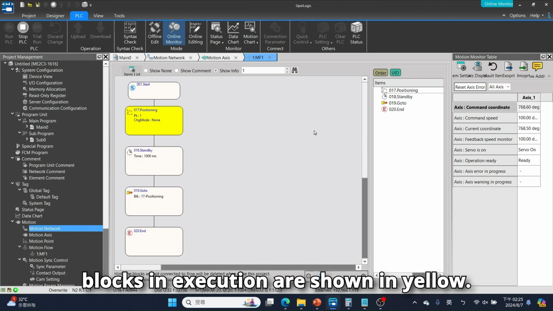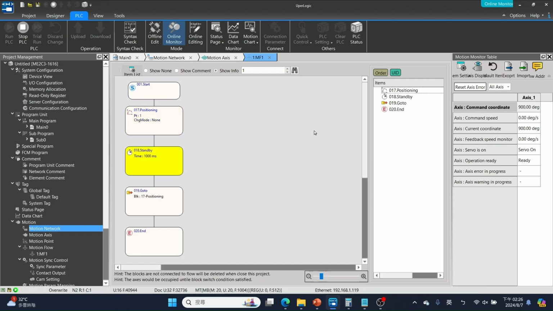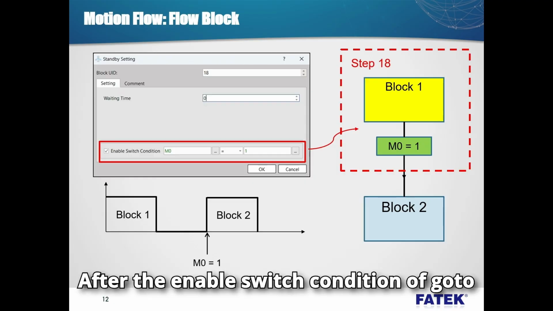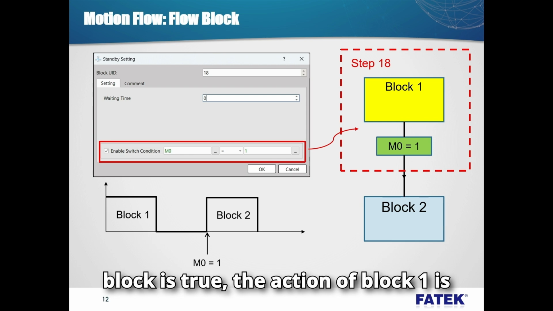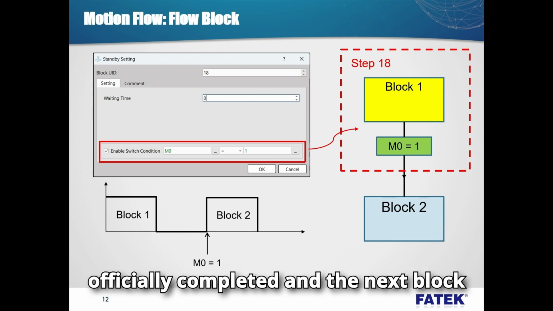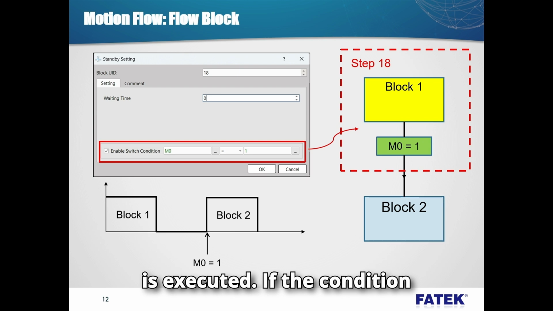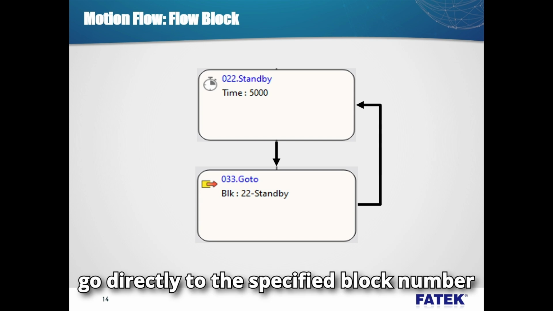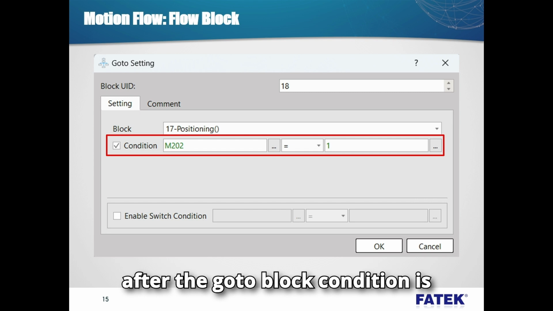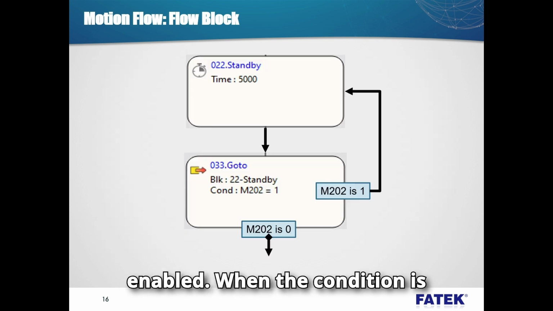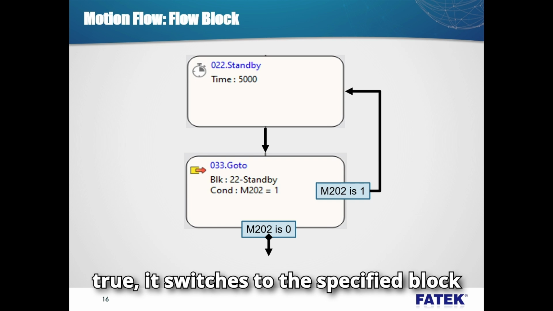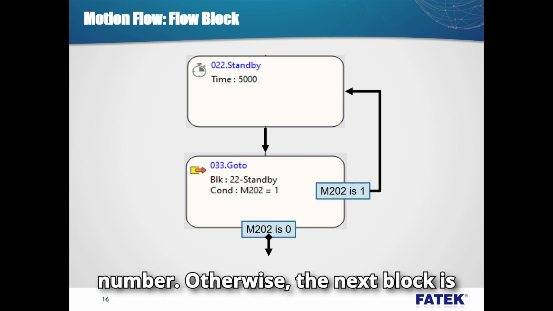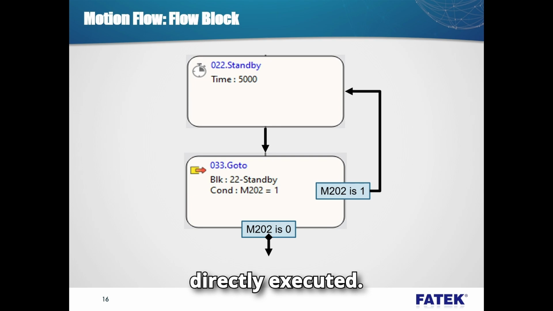Process blocks in execution are shown in yellow. Demonstration complete. After the enable switch condition of the GoTo block is true, the action of block 1 is officially completed, and the next block is executed. If the condition for the GoTo block is not enabled, go directly to the specified block number. After the GoTo block condition is enabled, when the condition is true, it switches to the specified block number. Otherwise, the next block is directly executed.